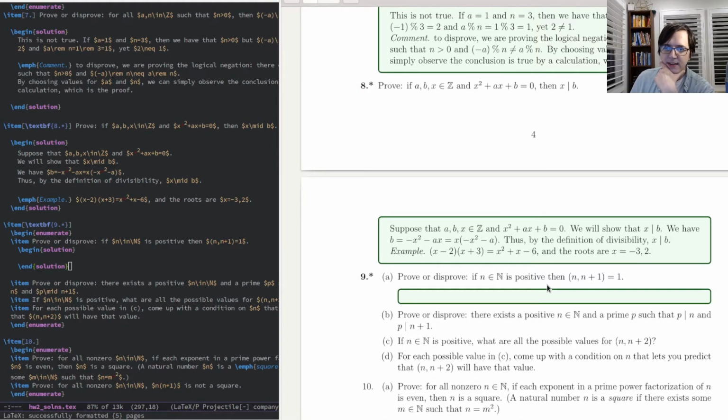So when n is positive, we want the GCD of the number and its successor. What if it's important that it's positive? What if it's 0? That's 0 and 1? That's still 1. So that's a little suspicious.